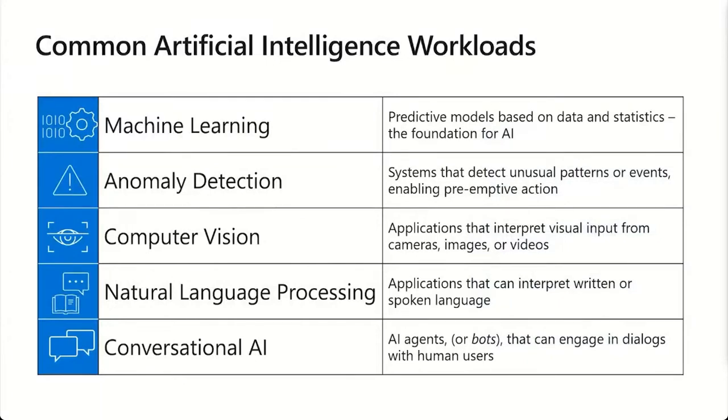So, of course, we have machine learning workloads, and we have a different set of workloads: anomaly detection, computer vision, natural language processing, and conversational AI. On the exam, you might get a question around identifying these types of AI workloads. So let's look at them individually, and we'll explore each of them in detail later. We'll get a separate module on them. Let's start with machine learning. Predictive models based on data and statistics, and really the foundation for AI.